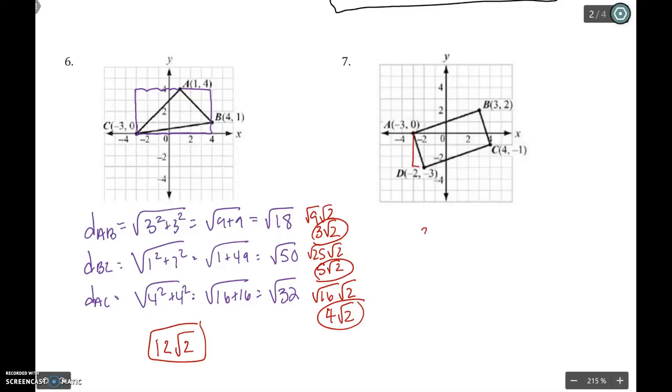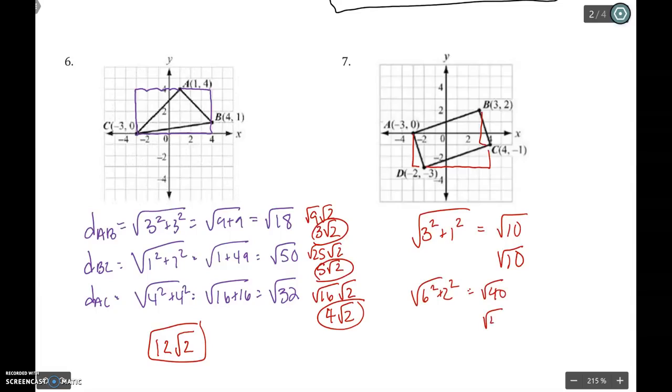And then for the last one, AD, it's going to be a radical 10. BC is also. And then 1, 2, 3, 4, 5, 6, 2. You're going to get 2 radical 40s. Both simplify, and then add all your radical 10s together.